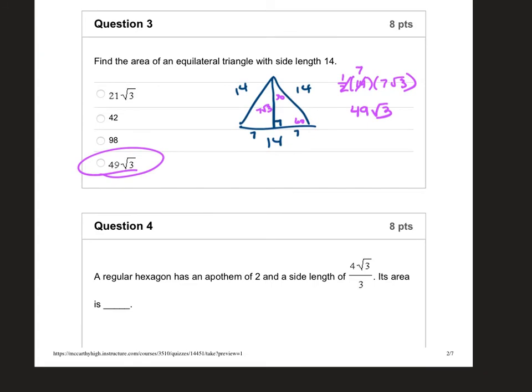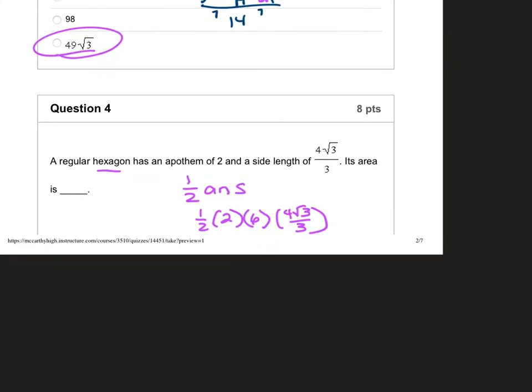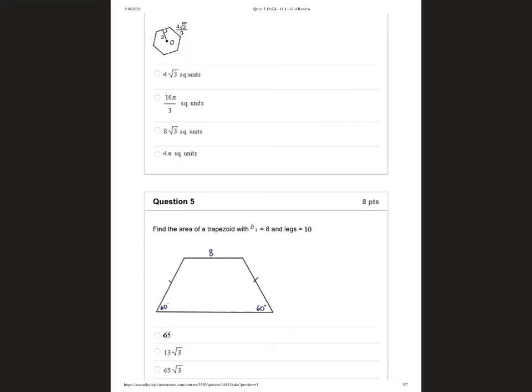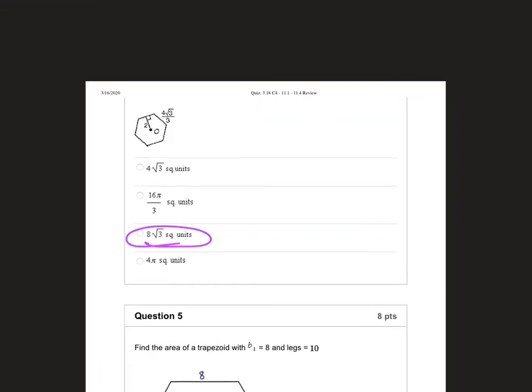Number 4, the regular hexagon has an apothem of 2 and a side length of 4 root 3 over 3. Its area is 1/2 times the apothem, which is 2, times the number of sides, which is 6 for a hexagon, times the length of each side, 4 root 3 over 3. So the 1/2 and the 2 cancel out. 3 can go into 6 twice, and 2 times 4 would be 8 root 3, which was this one.